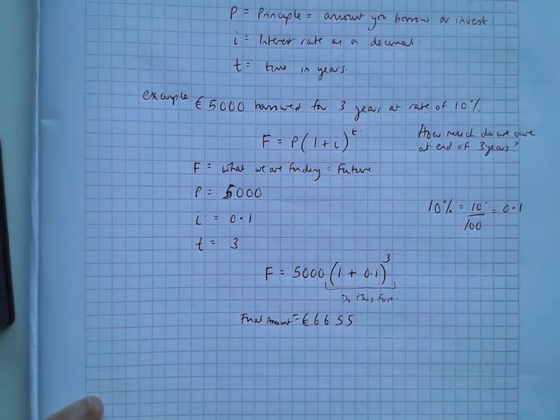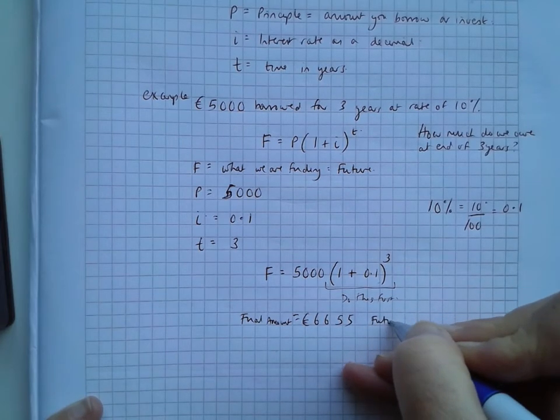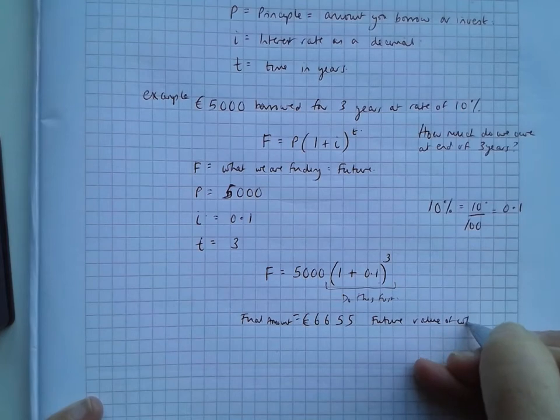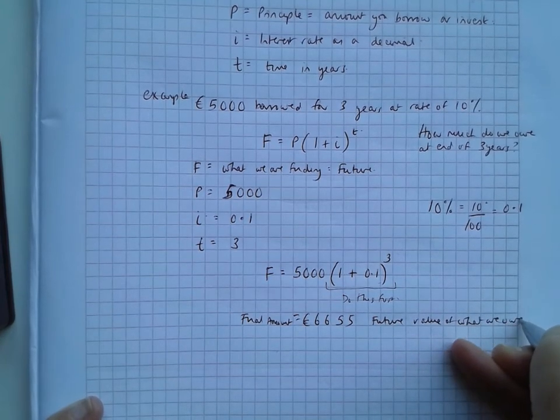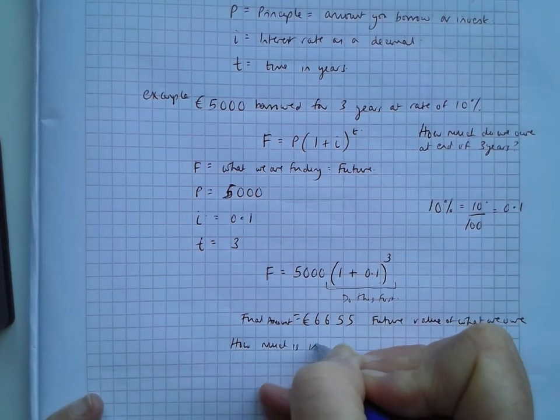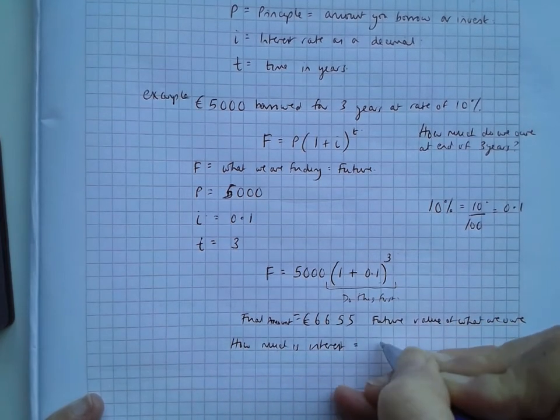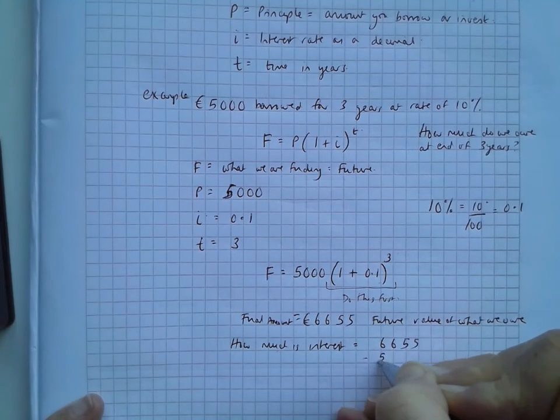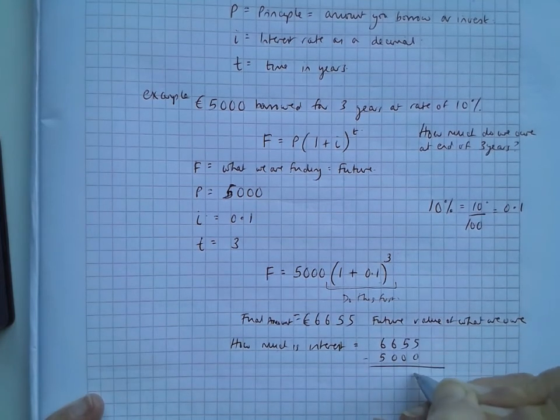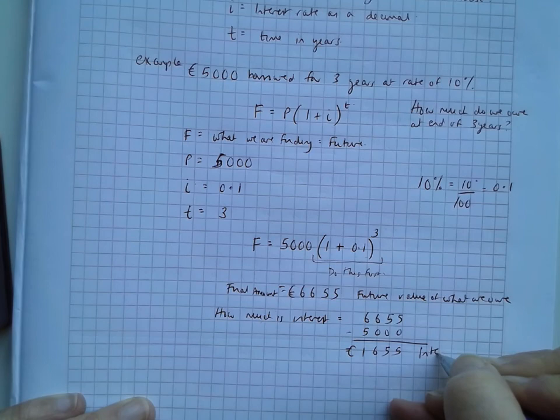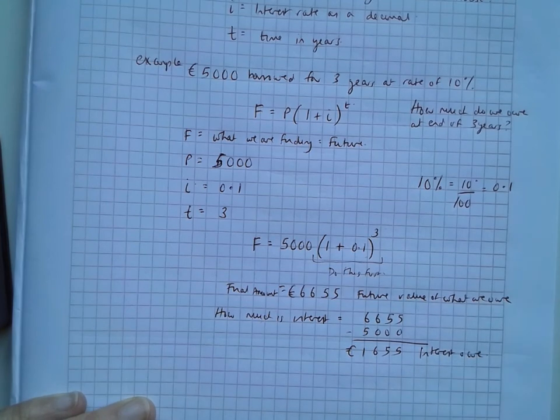or the future amount, future value of what we owe. If I wanted to find out how much of that is interest, then of course I just do 6,655 minus 5,000, which is 1655 euro. So that's the interest that I owe. Okay, I hope that's useful.